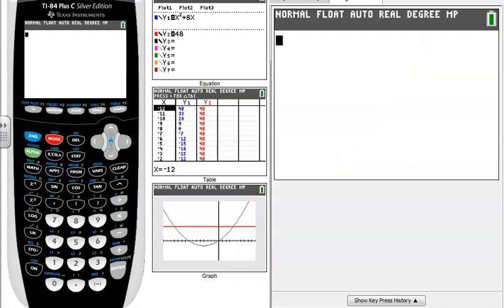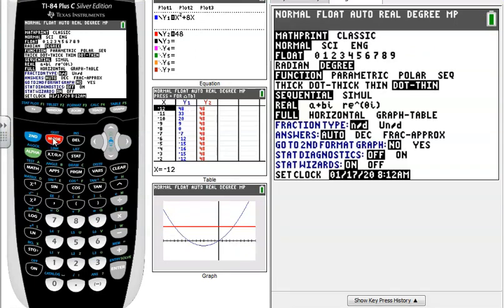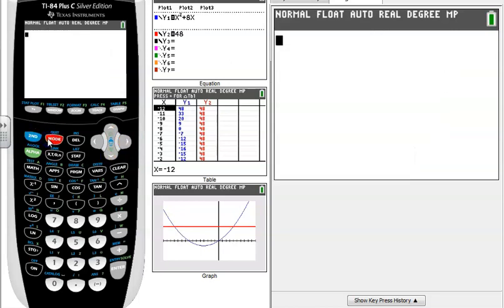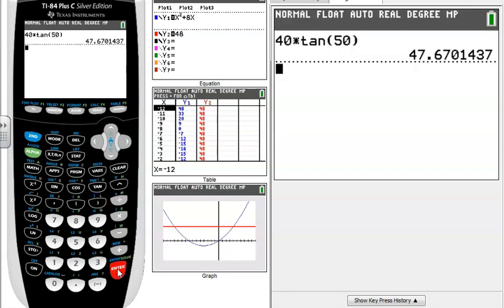In our graphing calculator, recall that in order to use trigonometry, if you're working in degrees, you need to make sure that your mode highlighted is degree, so that we are calculating the right height. So I'm going to type in 40 times the tangent of 50, and this should give me the height of the tree. So the height of the tree is approximately 47.7 feet.